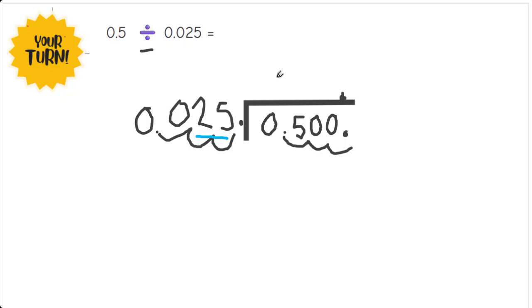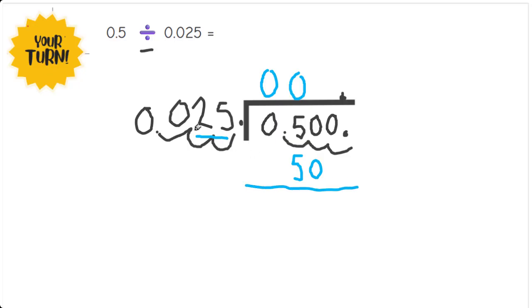So now I'm going to start putting placeholders. I have 25. This number here in the dividend needs to be divided by 25, the whole number. I cannot divide 0 by 25. I cannot divide 5 by 25. So I put 2 placeholders. I'm going to bring these down. But I can divide 50 by 25.